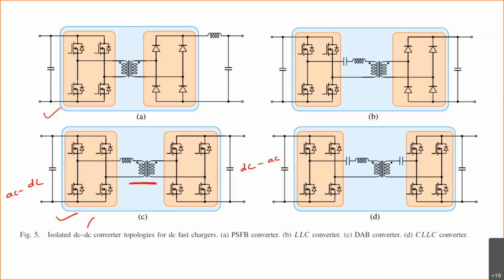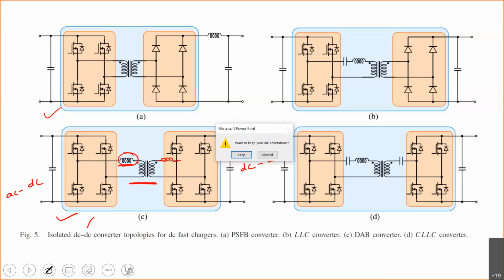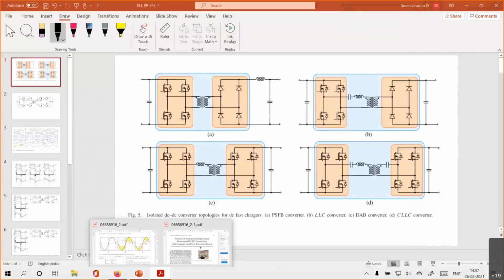Usually this high frequency transformer operates at a switching frequency somewhere between 20 to 200 kilohertz. So this is the inductor. Either this inductor is placed on the primary side or it will be placed on the secondary side. Generally, the size of this high frequency transformer is very small when compared to a regular transformer. This is for your comparison sake.